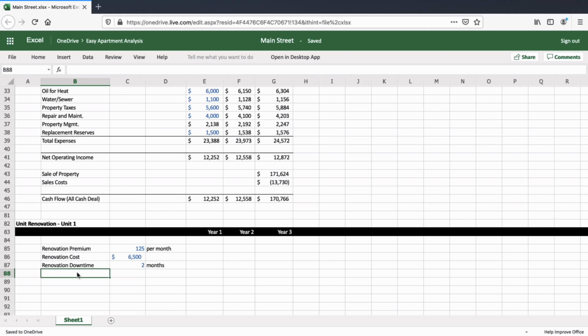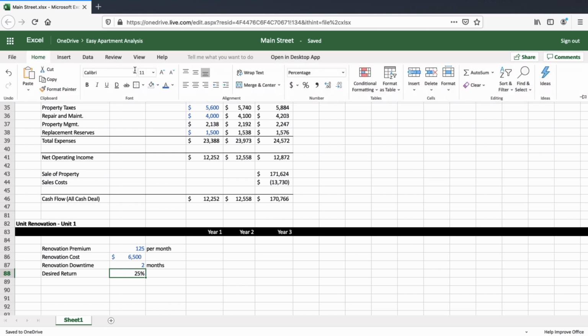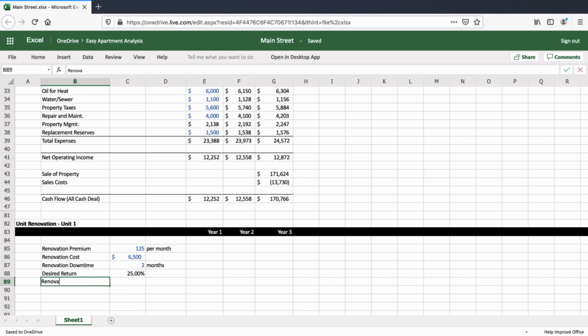We'll also add our desired return. And that was 25%. And remember, when we talk about percents, we like to show some decimal places, just 2 usually. And here's our renovation value. That's the number we're going to come up with. Let's make this blue to be an assumption.